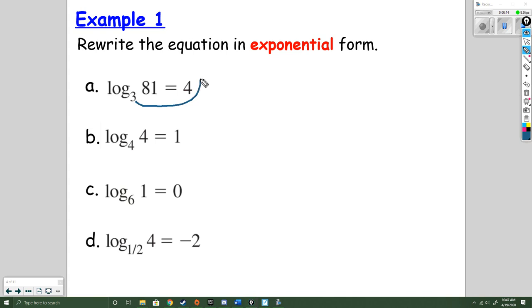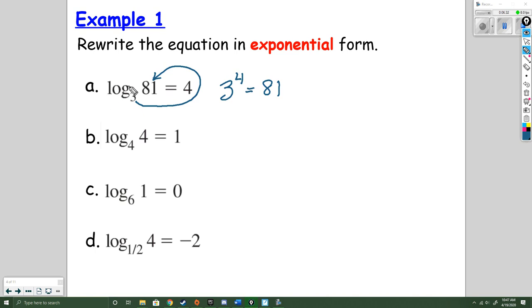Start at 3, go to 4, come back to 81. All right, so this is something that we know. 3 to the 4th power equals 81.